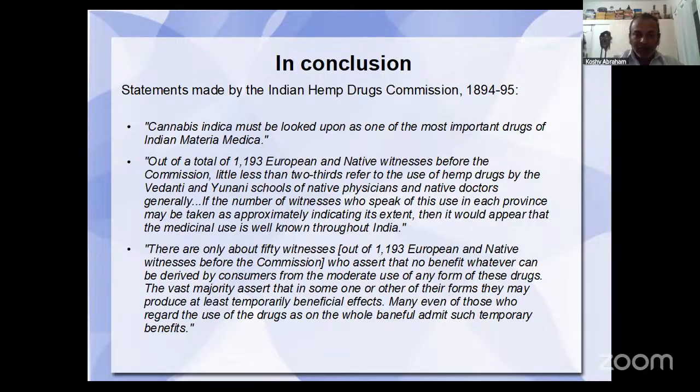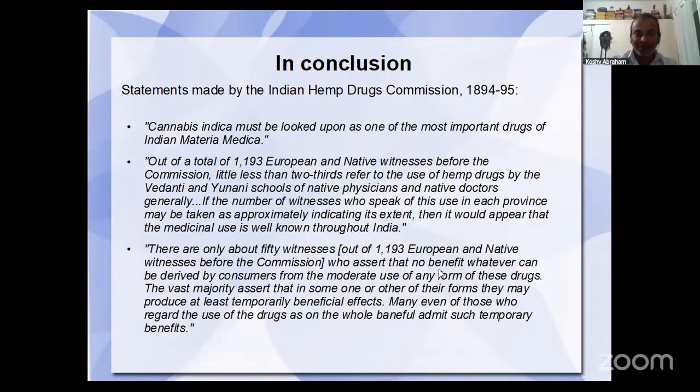The commission also says that even the people who said that cannabis is bad admitted that there were temporary benefits. Overall, there were only about 50 witnesses out of 1,193 who said that there is no medical benefit of cannabis.